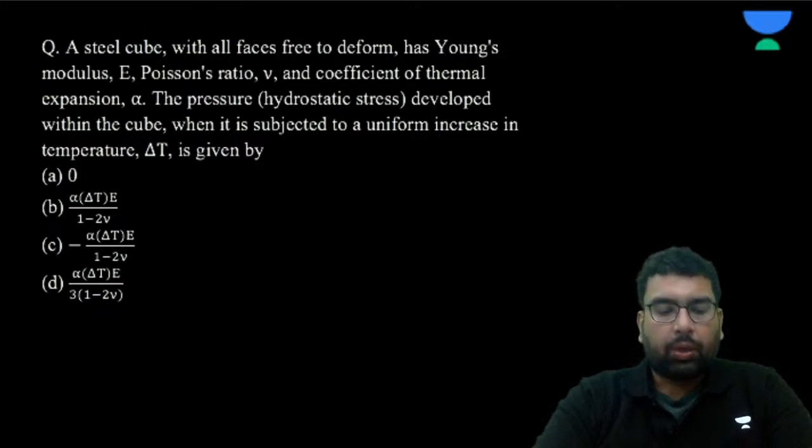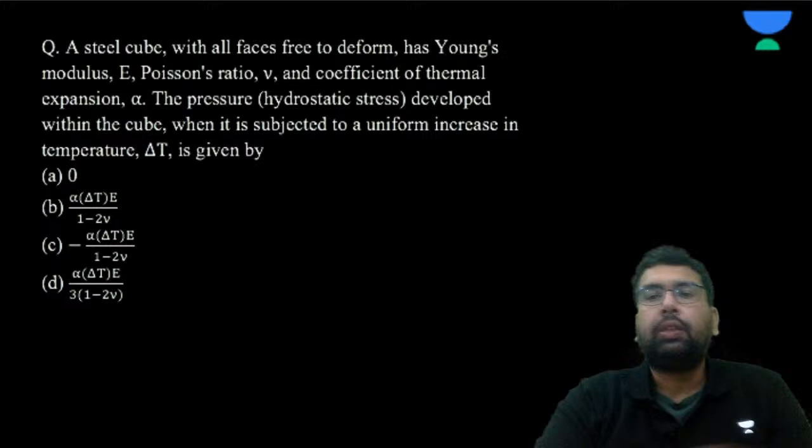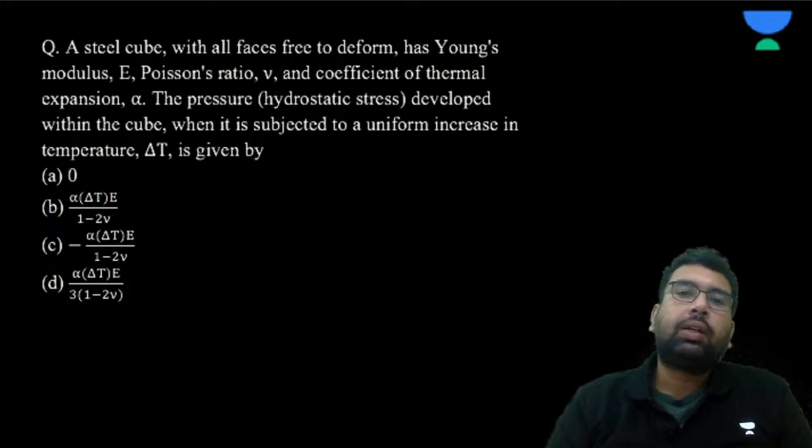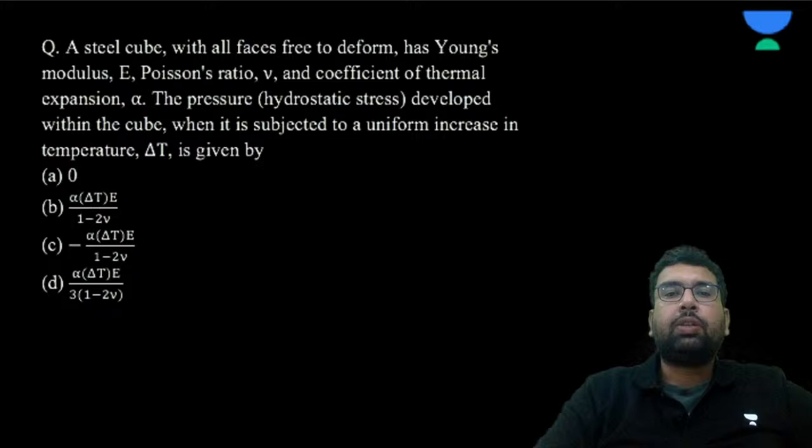So see, what does this question say? It says a steel cube with all faces free to deform has Young's modulus, Poisson ratio, coefficient of thermal expansion. The pressure, that is the hydrostatic stress, developed within the cube when it is subjected to a uniform increase in temperature, that is delta T. So what is this going to be? This is going to be zero only, na? How come? Because this is free to deform.